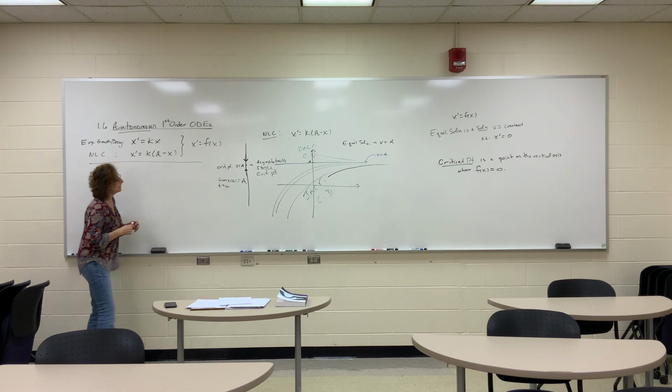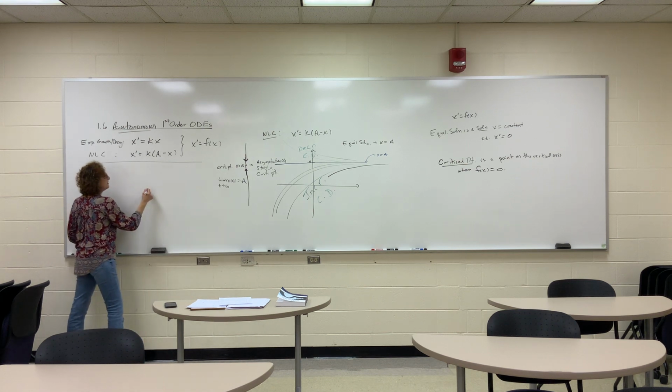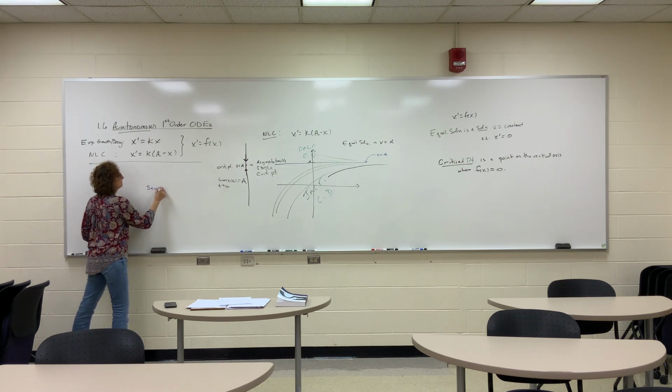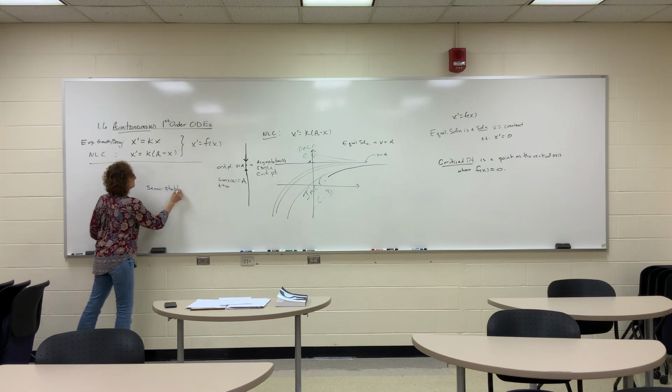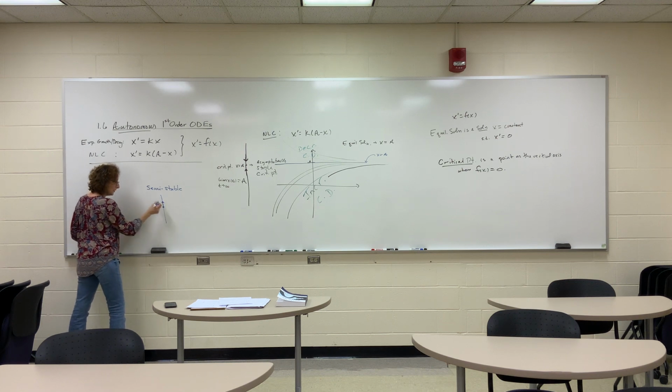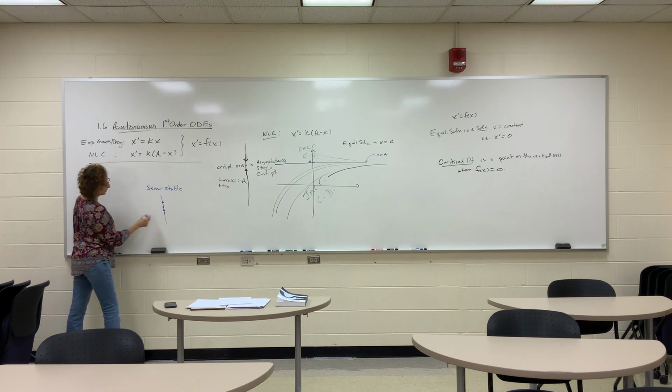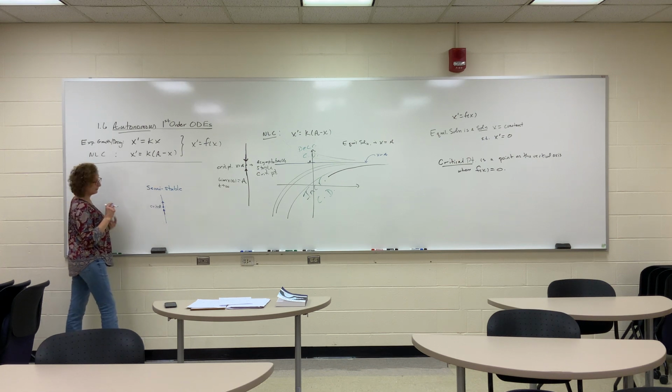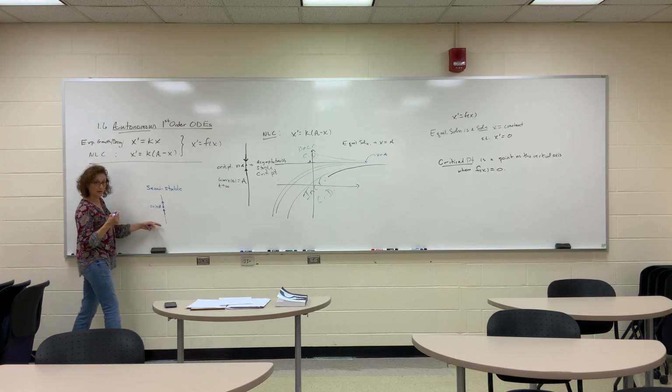Incidentally, before we jump to the next one, this is called semi-stable. Suppose you have a critical point, and on one side you're going away, but on the other side you're going toward it. So solutions down here would approach the critical point, and solutions up here would go away from it. So it's semi-stable. You're stable if you're below, but you're not stable if you're above.